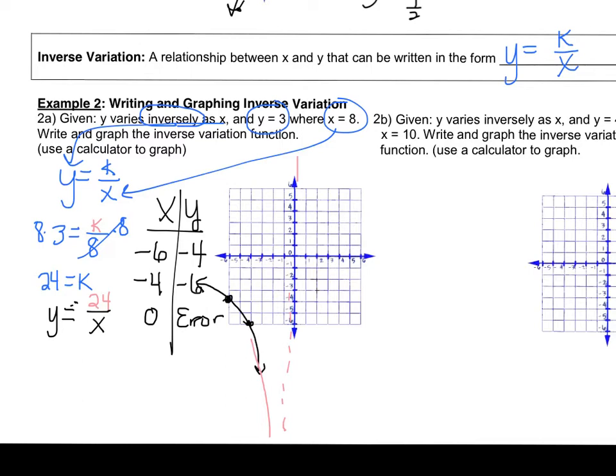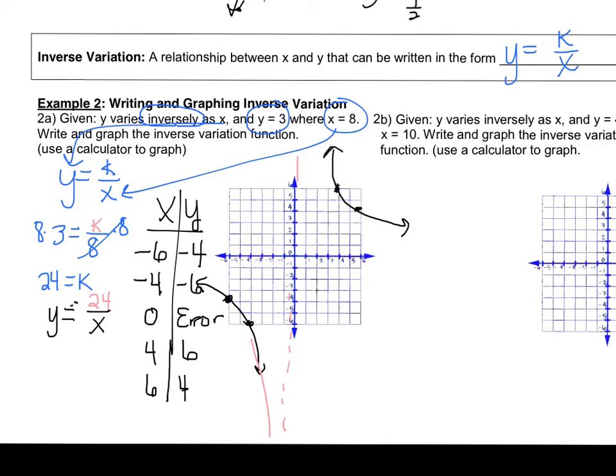So then we need to pick 2 positive numbers that we can divide 24 by. And why don't we just go ahead and pick +4. When we divide 24 by 4, we get 6. And let's go ahead and use 6. So we can plot those 2 points, (6, 4) and (4, 6). And when we do that, I'll draw the curve like that.